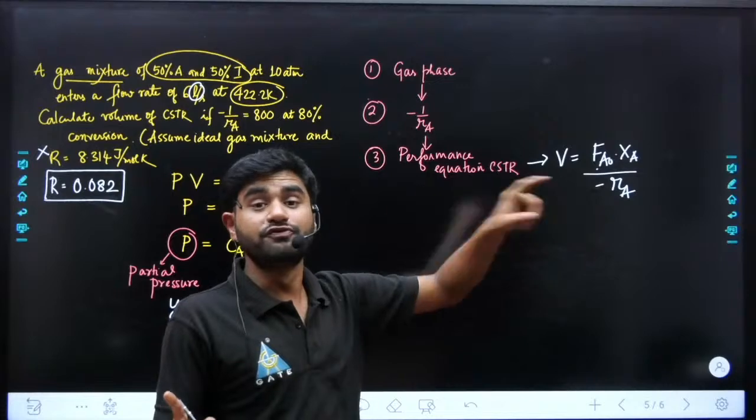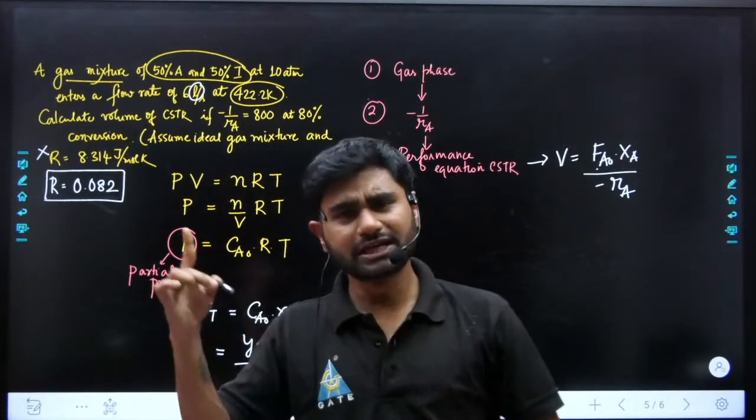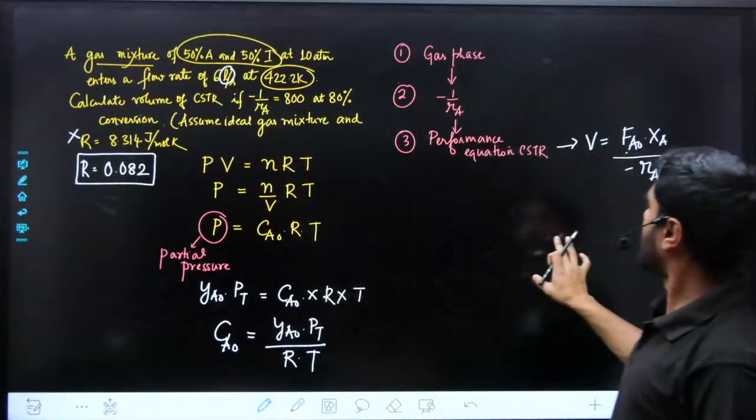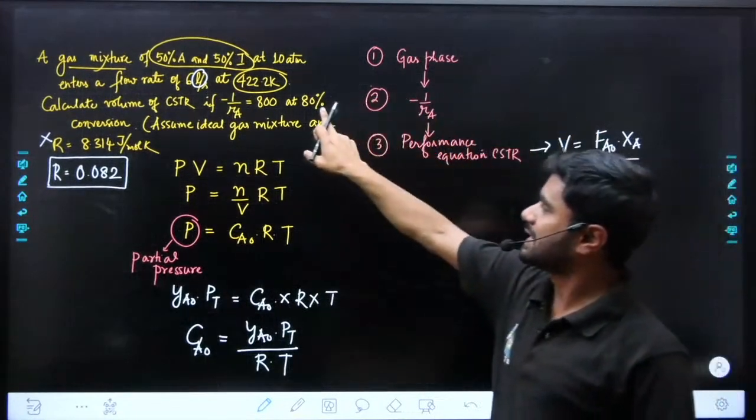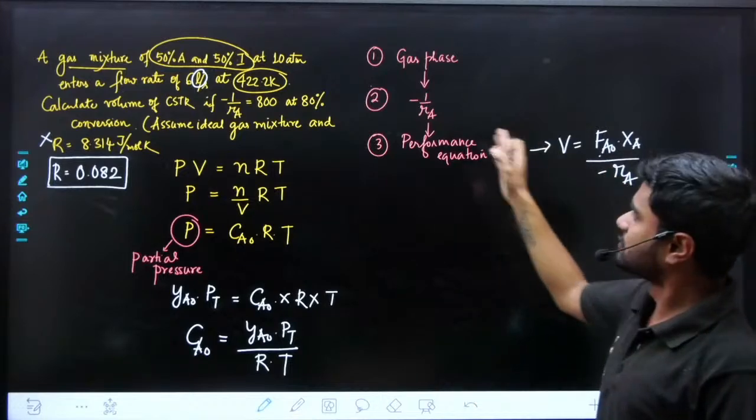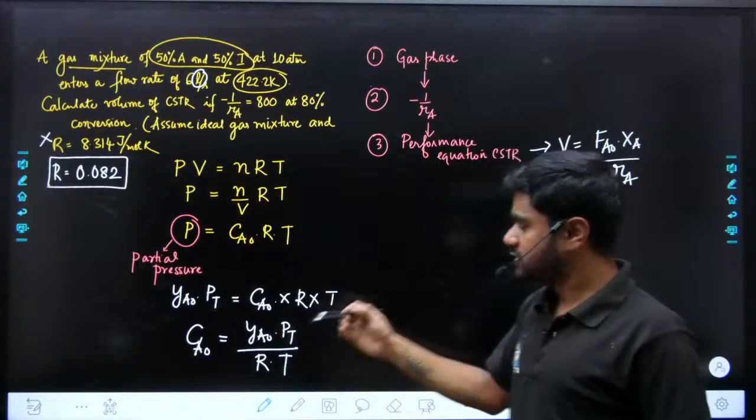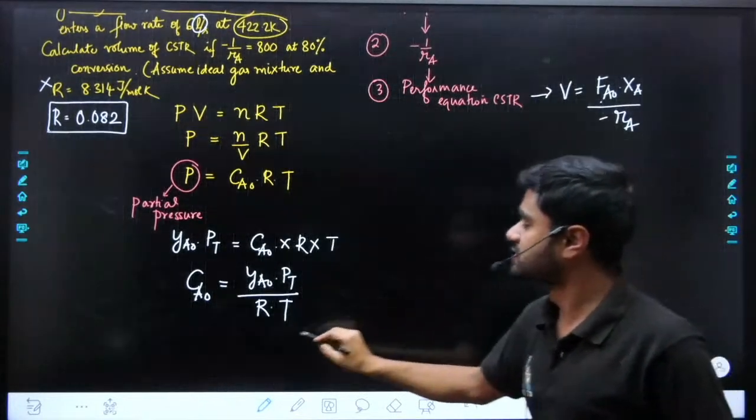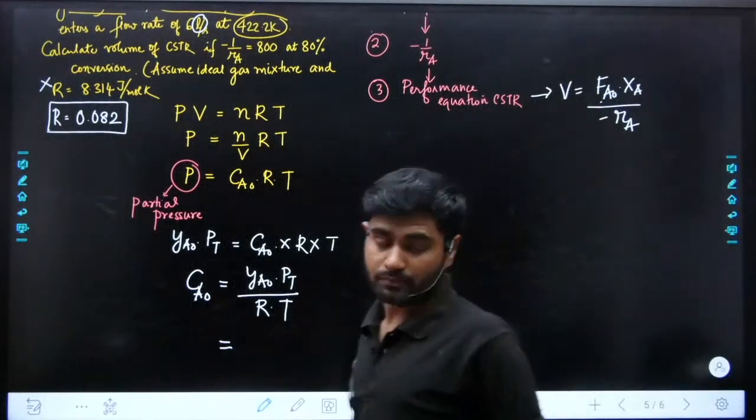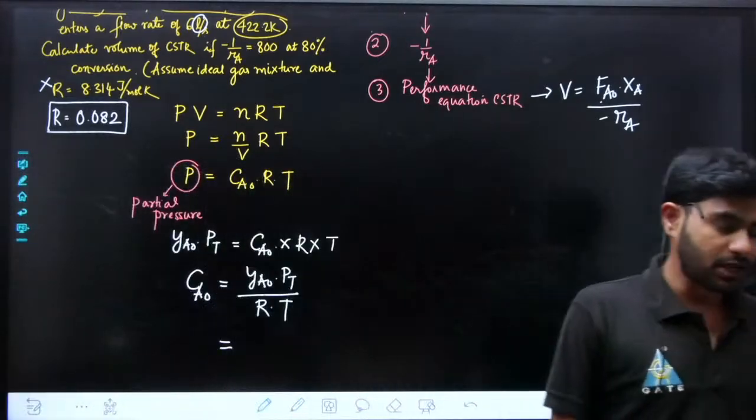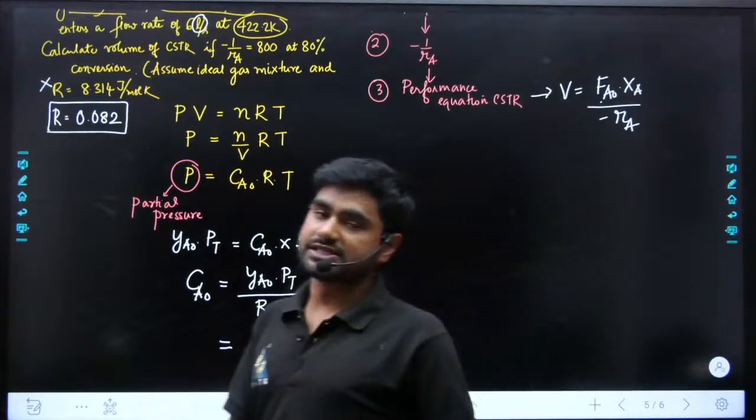Then we know the value of V naught, the volumetric flow given in the question itself, which is 6 liter per second. Along with that we have the conversion, which is 80%, and the direct value of minus Ra is given, which is 800. So you can put the values and let me know the answer for Ca naught first. What is the first value that you get for Ca naught?